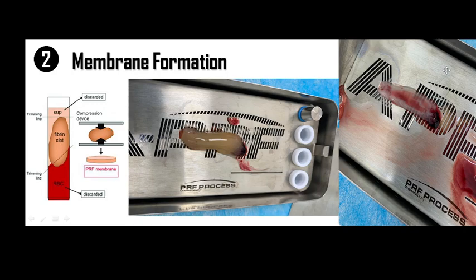Membrane formation. The PRF clot is placed on the grid in the PRF box and covered with the compressor lid, which squeezes out the fluid from the clot. The membranes formed using this method have constant thickness, which remain hydrated for several hours and have recovered the serum exudate expressed from the fibrin clot.